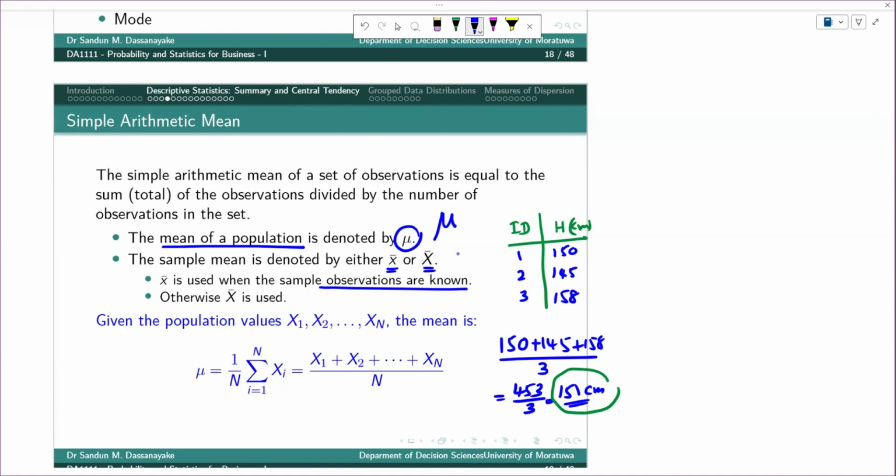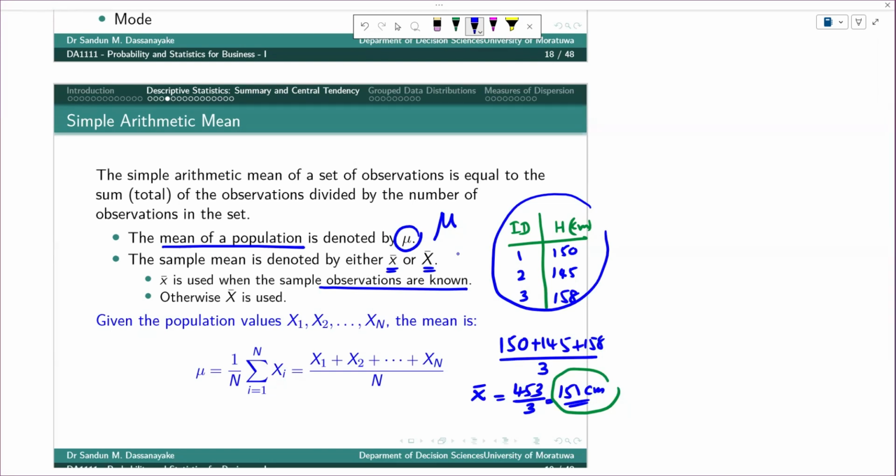Sample observations are known. These things might be a bit confusing at the moment. What is sample observations are known and what is sample observations are unknown? We'll talk about them. We have quite an extensive lecture on sample distribution, sampling theory. But for the time being, just have an idea that simple X bar indicates when the sample observations are known. Whenever I give these observations, this is a simple X bar.